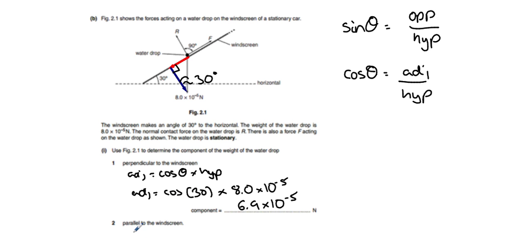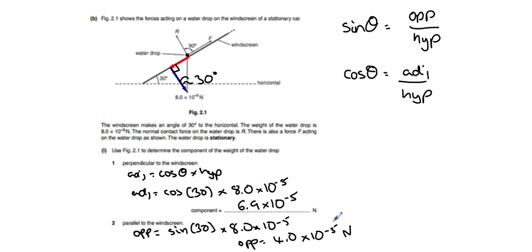So therefore, I'm going to do it all in one step this time. Opposite equals the sine of the angle, which is 30, times the hypotenuse, which is 8 times 10 to the minus 5. If you plug that into your calculator, you'll get 4 times 10 to the minus 5 newtons. So this opposite equals 4 times 10 to the minus 5 newtons.